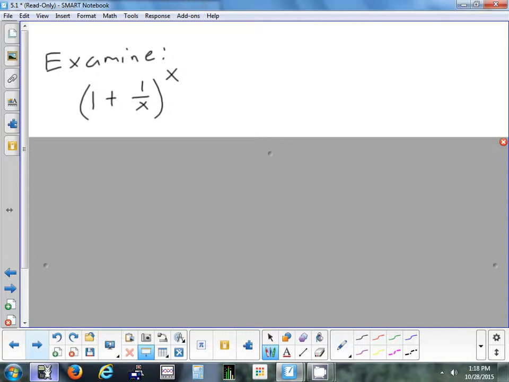Let's see if we can look at it by hand. What happens to the fraction 1 over x when x gets really big? What does that fraction approach? 0. It approaches 0. Does it ever reach 0? No. So we're taking something that's extremely small, and we're adding 1 to it. So we've got a number that's extremely close to what? 1. And we're going to raise it to a huge power.